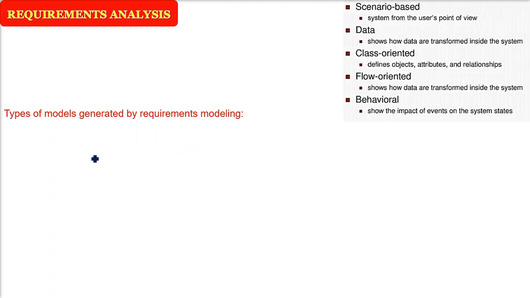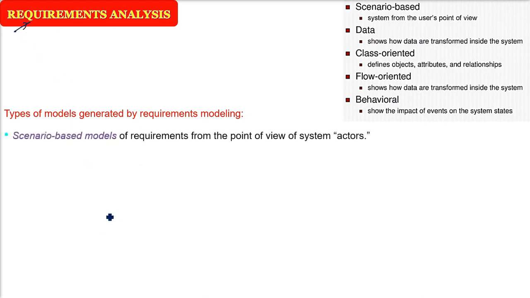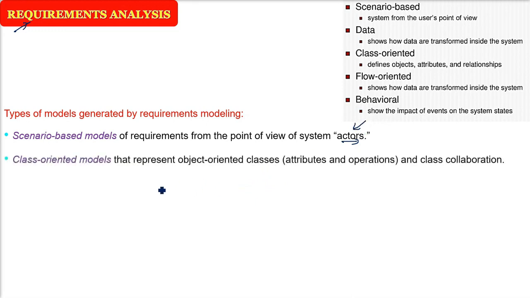There are certain types of models we are going to generate as a requirement engineer, because if you make a big building, the models have to be seen. There are various projects and various domains, so different kinds of models can be made. For example, the scenario-based model: how many actors we have, and how do these actors see the system? When we make the requirements from the point of view of these actors, it is called a scenario-based model.